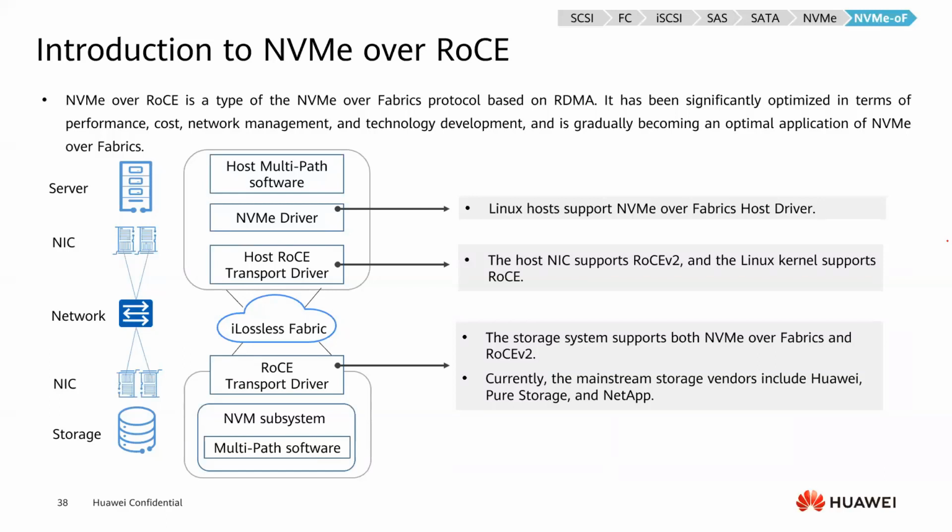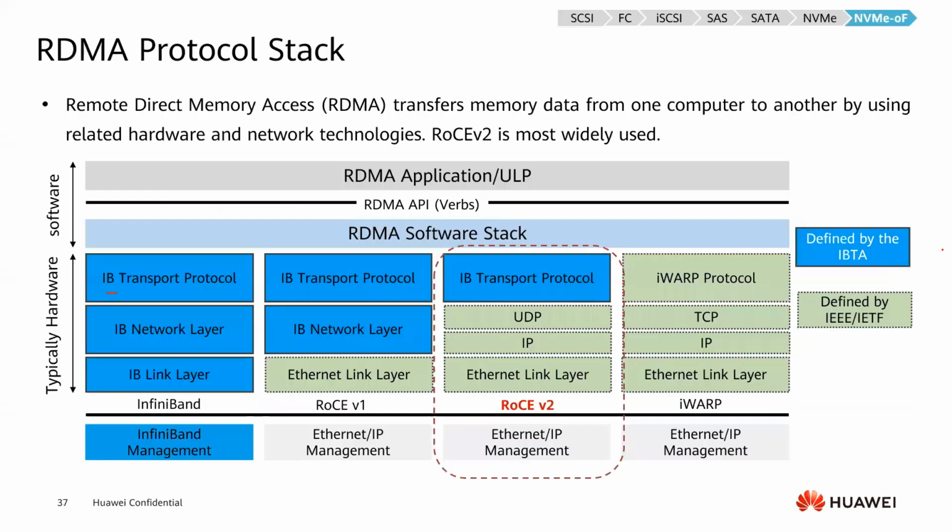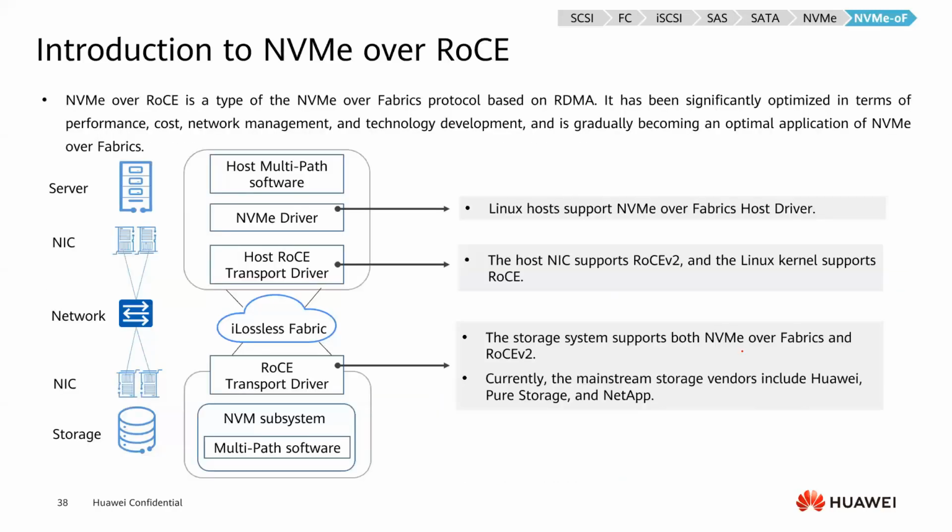And the NVMe over RoCE is a type of NVMe over Fabrics protocol based on RDMA. It has been significantly optimized in terms of performance, cost, network management, and technology, and it is gradually becoming an optimal application of NVMe over Fabrics. This is RoCE, especially RoCE version 2. RoCE version 2 can use traditional Ethernet as the interconnection medium.